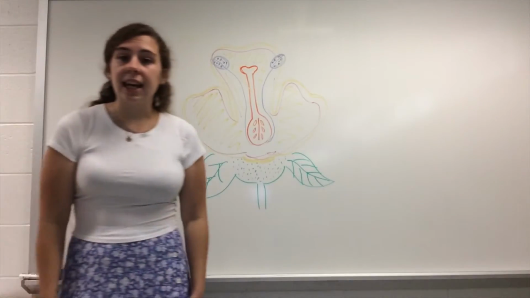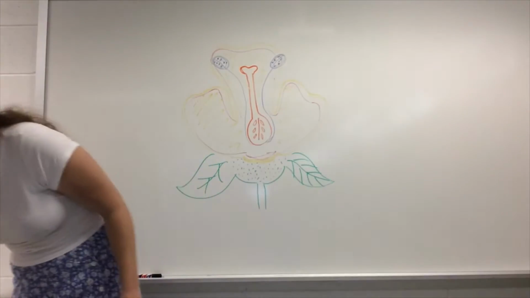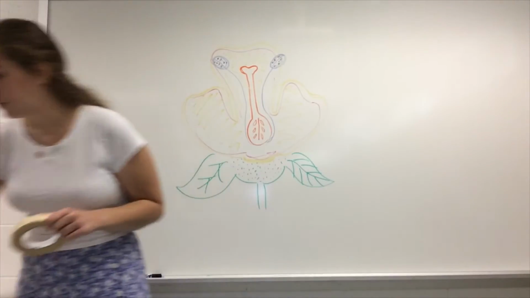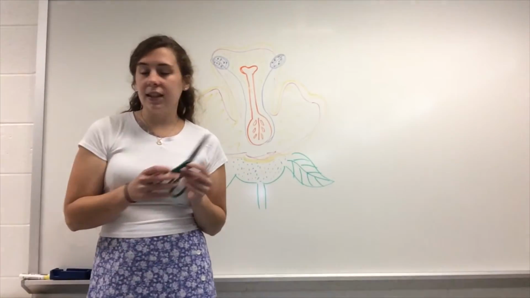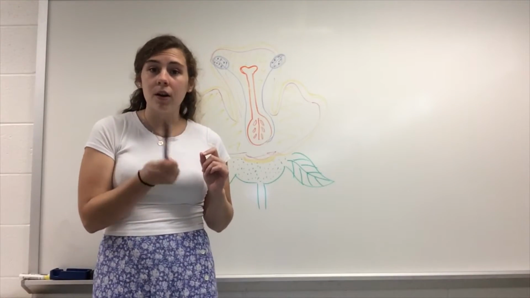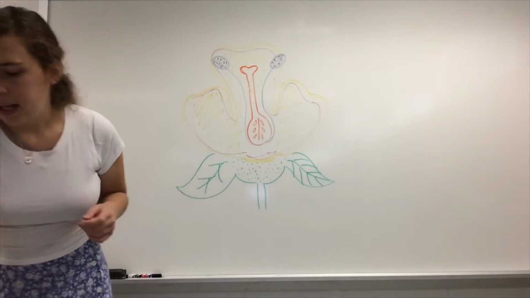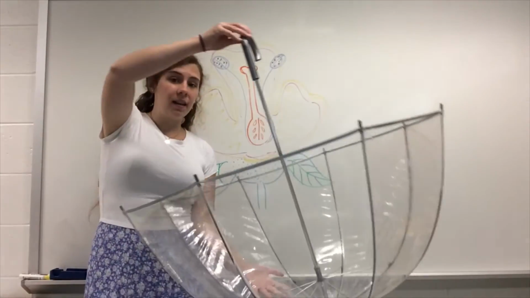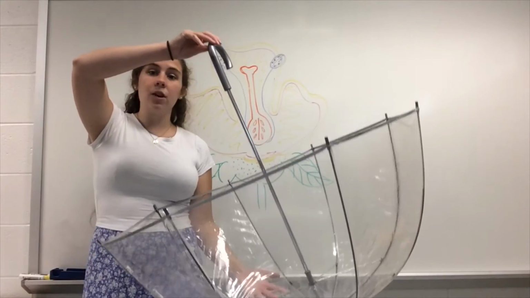In addition to the things in your kit, you're also going to need some masking tape and some scissors. I recommend also grabbing a permanent marker or another dark marker. And then you're going to need your umbrella, which is going to serve as the base of your monster flower.